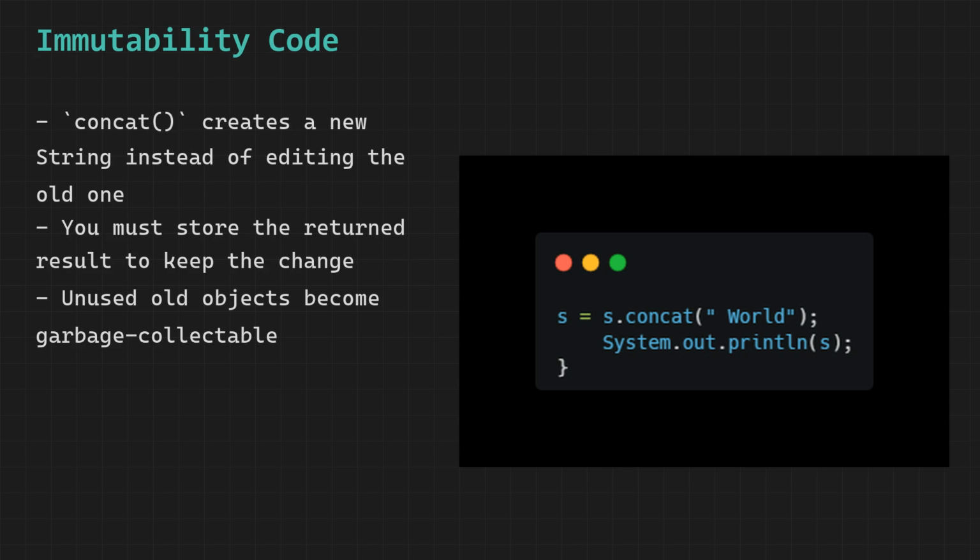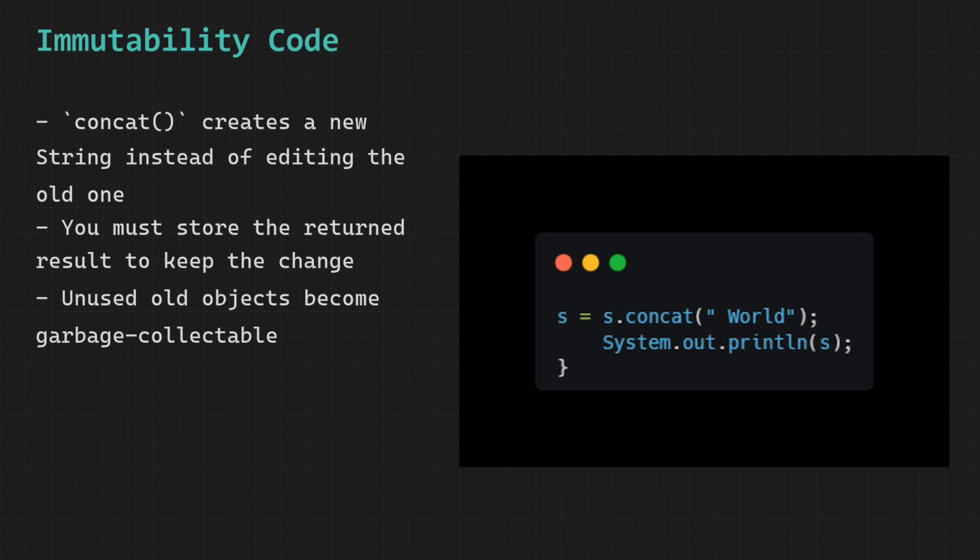Let us walk through this code step by step. We have one class called ImmutableTest, and inside the main method we are working with a single string variable called s which starts with the value hello. In the first part we call s.concat with world passed into it. This method creates a brand new string object in memory containing hello world.